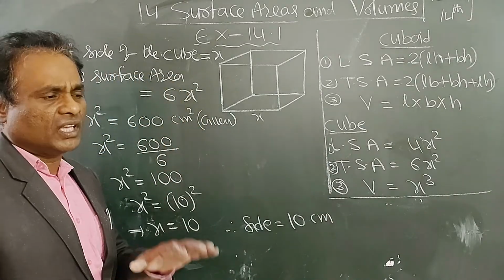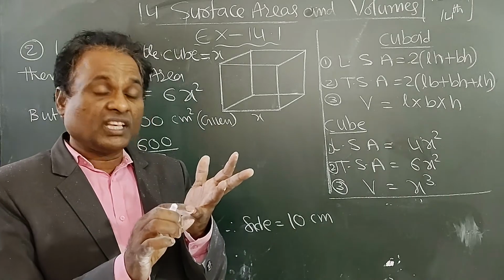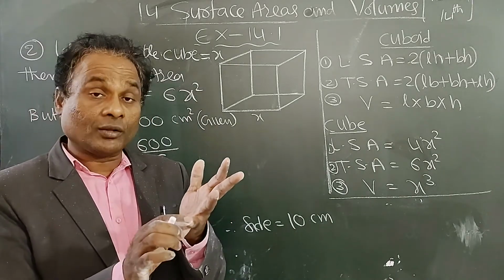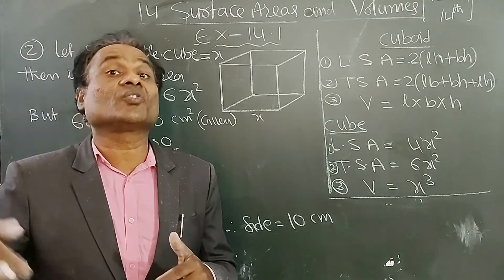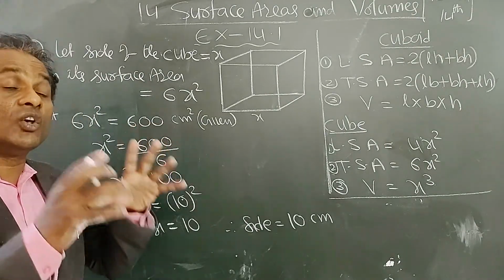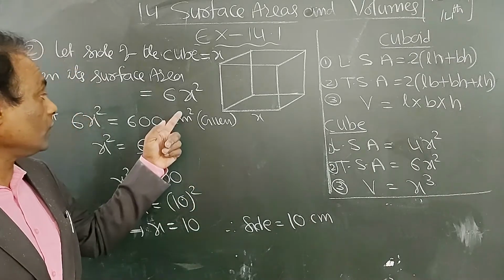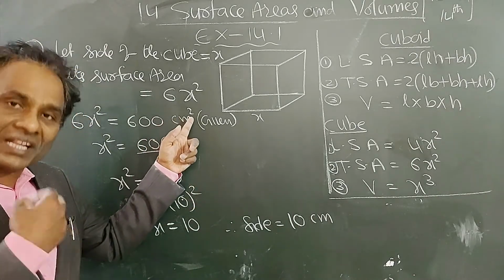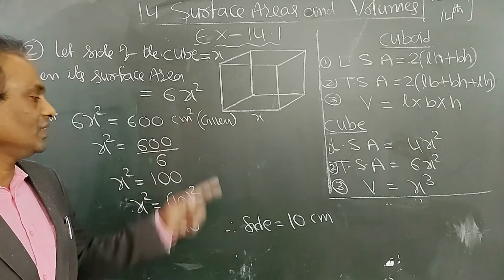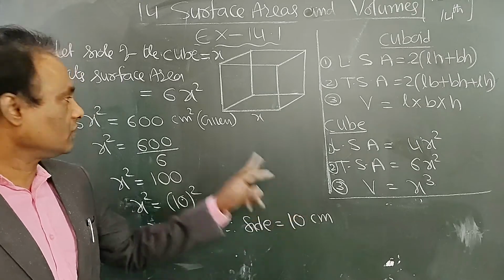See, dimensions like length, breadth, radius, all these will be in units, that means centimeters or meters like that. But area will be in square units: centimeter square, meter square. Volume will be in cubic units: centimeter cube or meter cube. But side will be in only units.